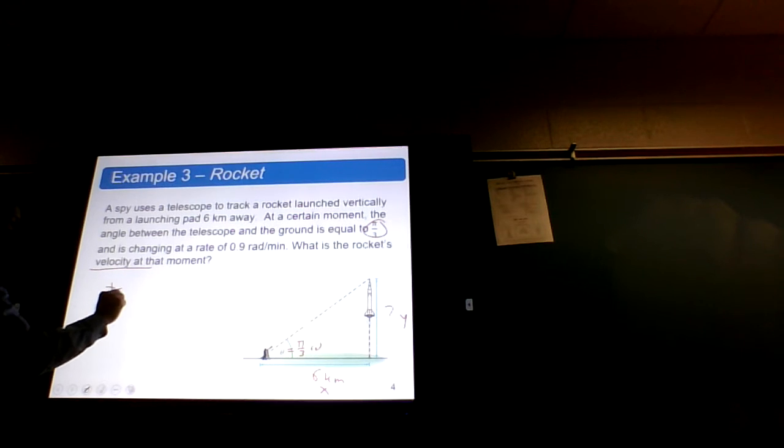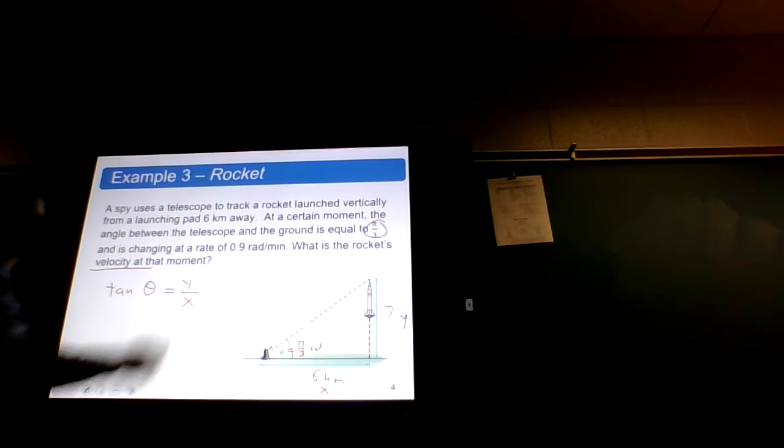So I'm going to say that the tangent of theta is equal to y over x. That's my equation. And notice it's completely devoid of information given in the problem. I'm going to leave it that way. But this is the key equation for this problem.